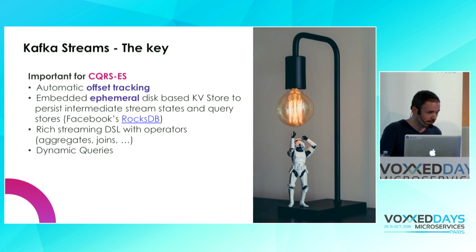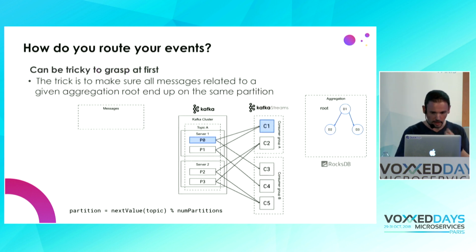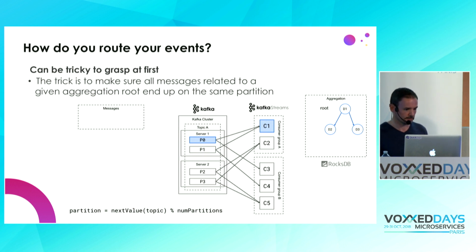Dynamic queries, which are provided by Kafka Streams, are very important. It's the key to find where your data is located, because one of the strengths of Kafka is that everything is sharded. That's awesome to scale. But the big issue with sharding is figuring out where your data is. I'll explain later how it works. But first, how do you route your events?